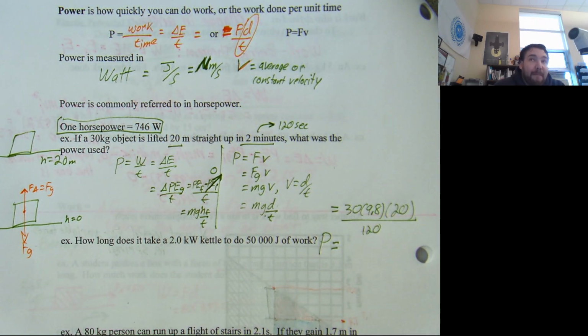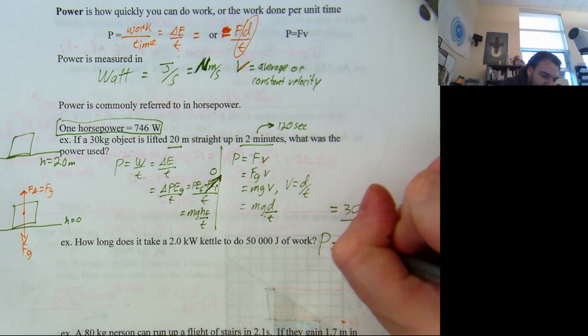So power, big P, is going to equal what? What's that value? 49 watts.